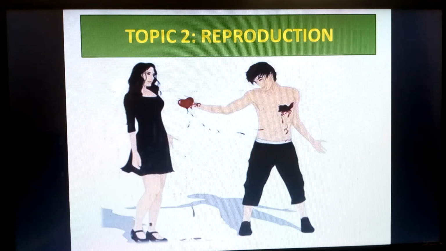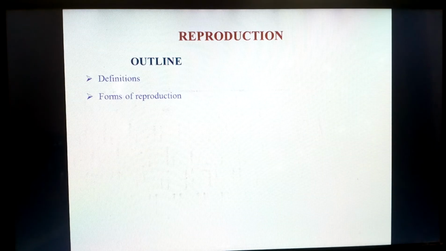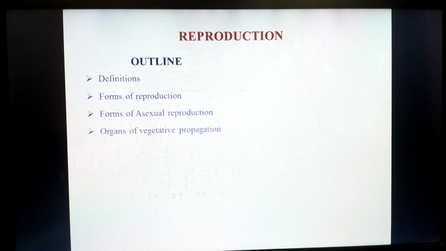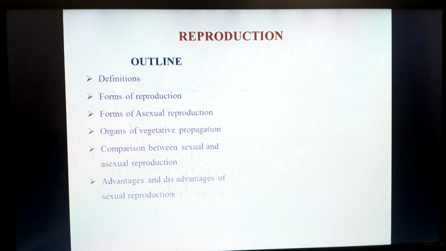So reproduction, as we are seeing here, we are going to be looking at a course outline in this episode 1. In this episode, I'm going to be handling the basic definitions of reproduction. We are going to look at the types of reproduction, the forms of asexual reproduction, and how different organisms can reproduce by asexual means. We are going to look at the different organs for vegetative propagation. We are going to compare both sexual and asexual reproduction as types of reproduction. We are going to look at the advantages and disadvantages of using both sexual and asexual reproduction as follows.